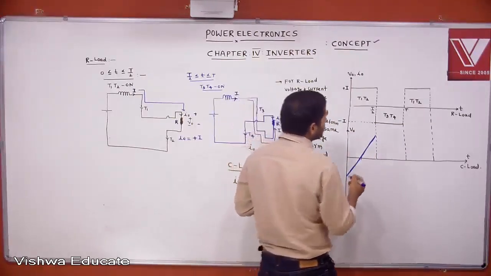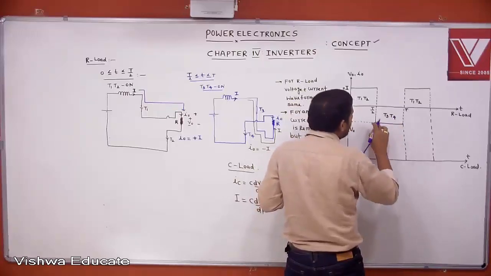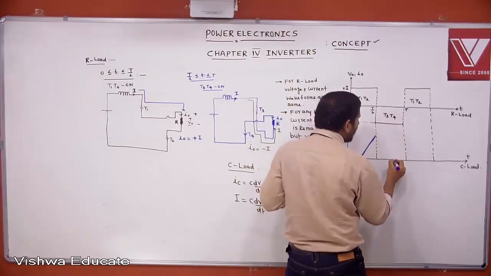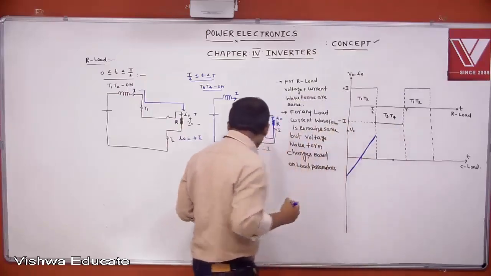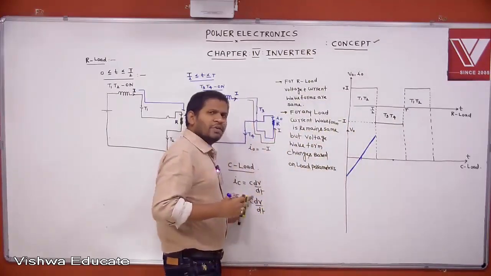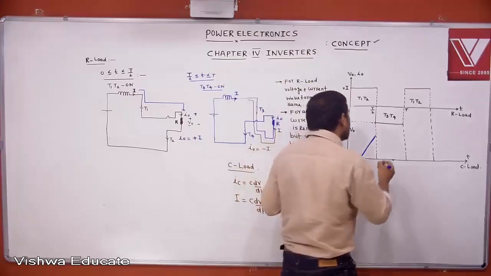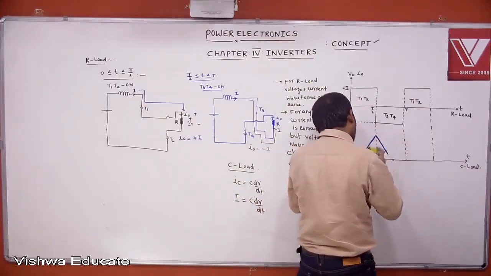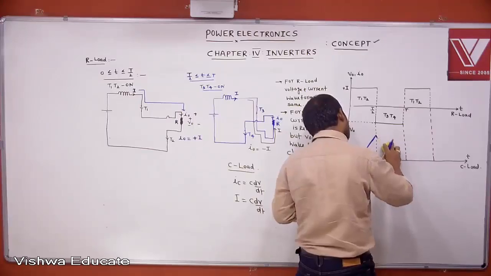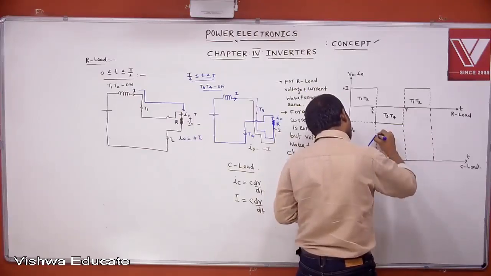Next, from T by 2 to T, current must be negative. If you want to maintain negative current, dV by dt must be negative. dV by dt must be negative means it is a falling slope or rising slope? Falling slope with 90-degree phase difference.